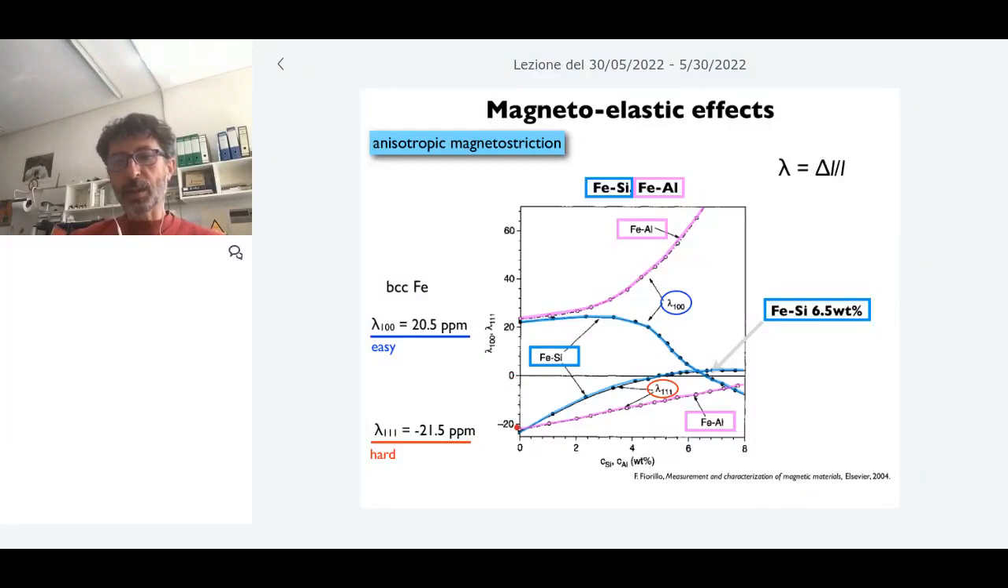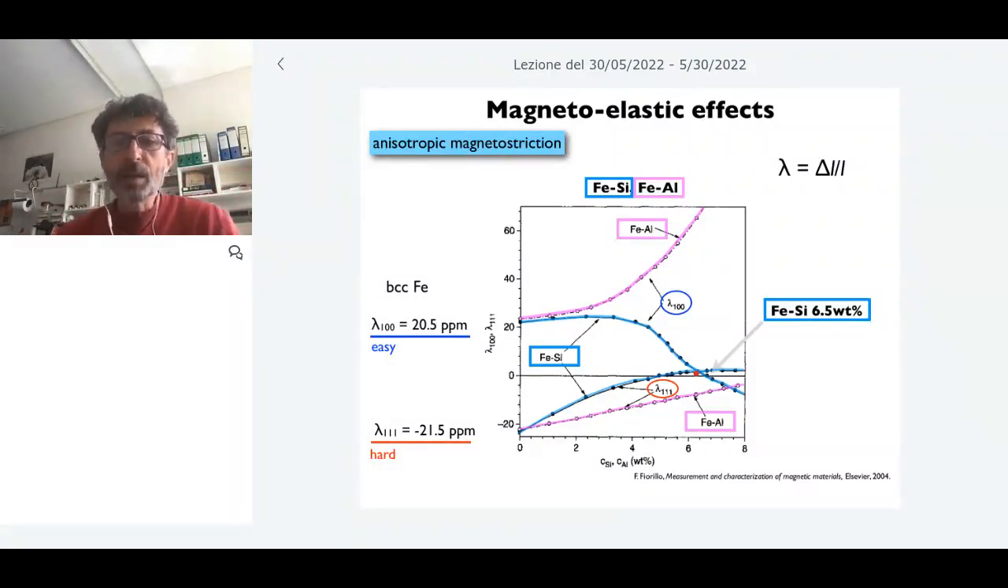So let's follow what happens if you put silicon. Well, if we do not put too much silicon, it doesn't change that much. But then, if we increase silicon, you arrive at a certain point where both magnetostriction coefficients will tend to decrease. They do not go to zero at the same point, but there exists a composition where they are both very small. So, for example, if you put silicon 6.5%, you find an iron silicon alloy where the magnetostriction is almost zero.